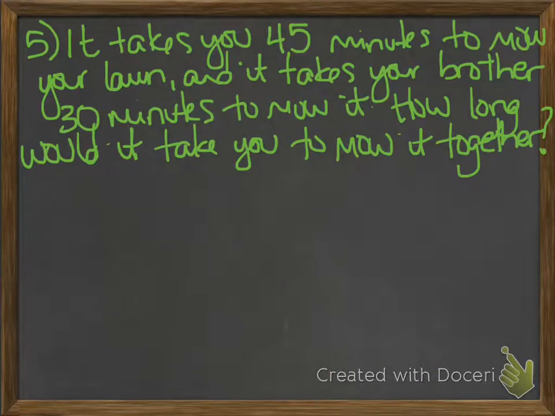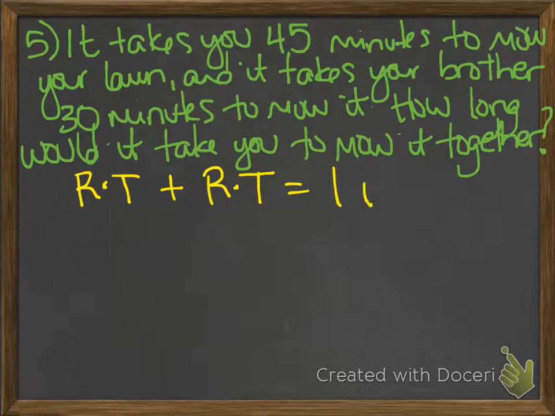It takes you 45 minutes to mow the lawn, and it takes your brother 30 minutes to mow the lawn. How long would it take to mow it together? So basically we have the rate times the time that it takes you, plus the rate times the time that it takes your brother, and that's going to equal one whole lawn. One job done.